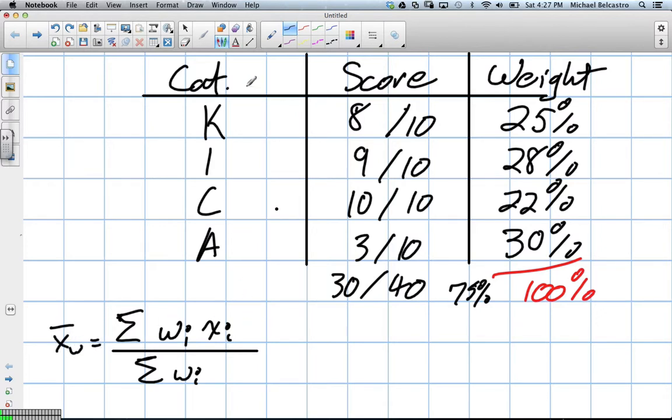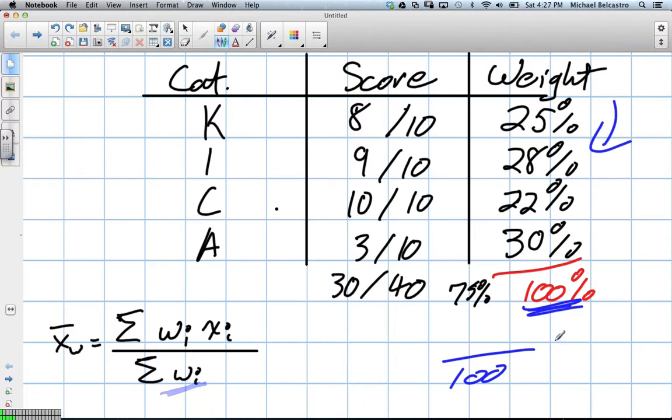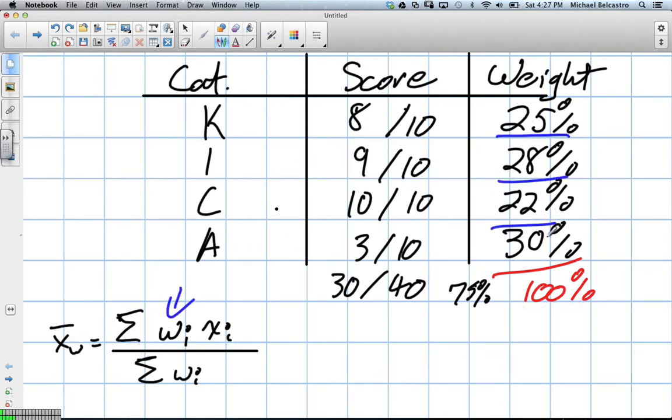We have to talk about what this formula means. This symbol here means the sum of. So we're adding up the weight times the score, for all the weights times the scores, and then dividing by the total weighting. Now, luckily, we've done percentages, so we know our total weighting is going to be out of 100. That's simple. And you know what? We can change this after, just to do a comparison. Now, our weights are here, 25, 28, 22, and 30. And our scores, which are X, are here.